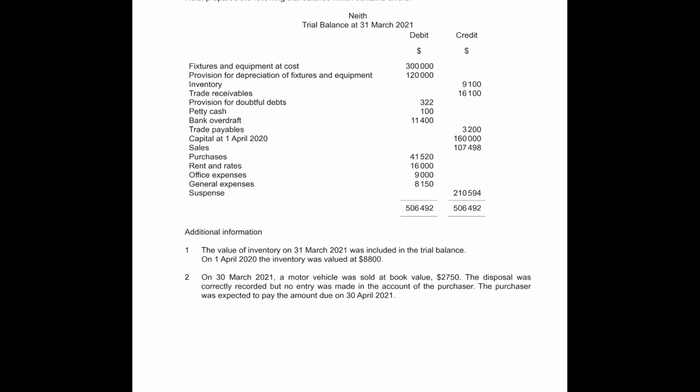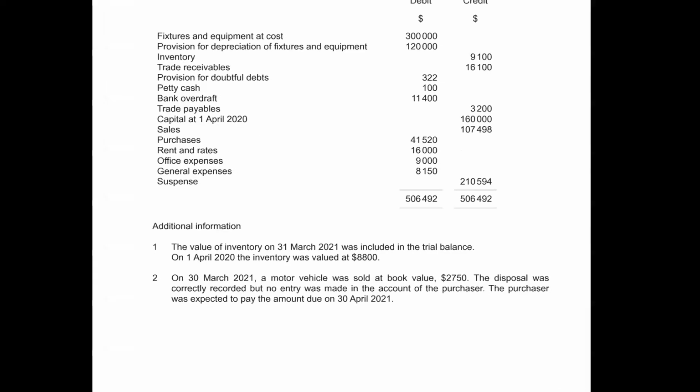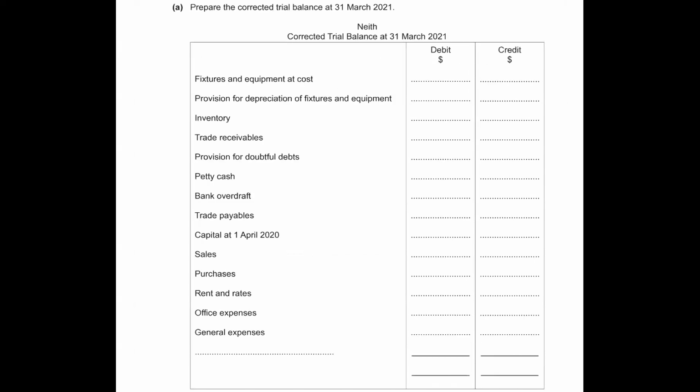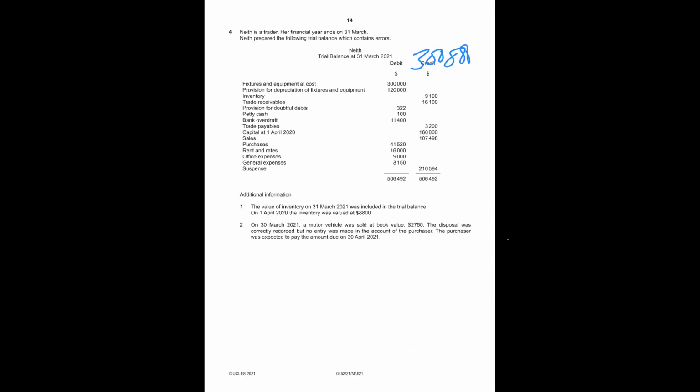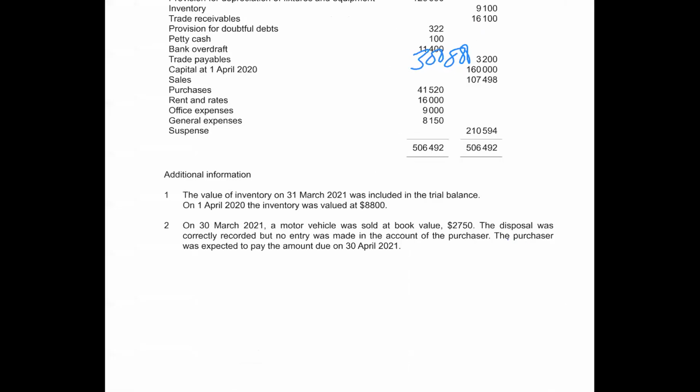Let me go to the part where you're supposed to answer. You make entries here. You make an entry of 300,000 on the debit side for fixtures and equipment. That is what you should have done. Then we go to the next item.